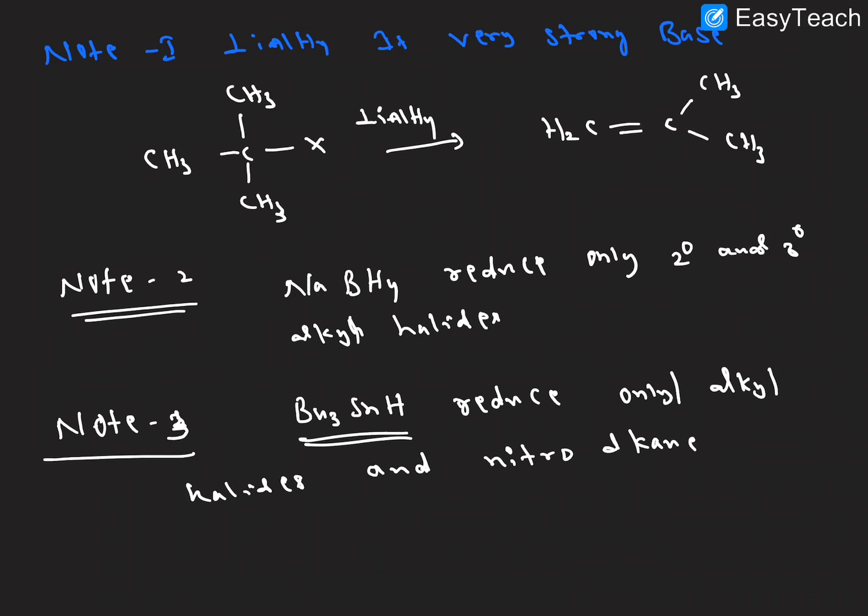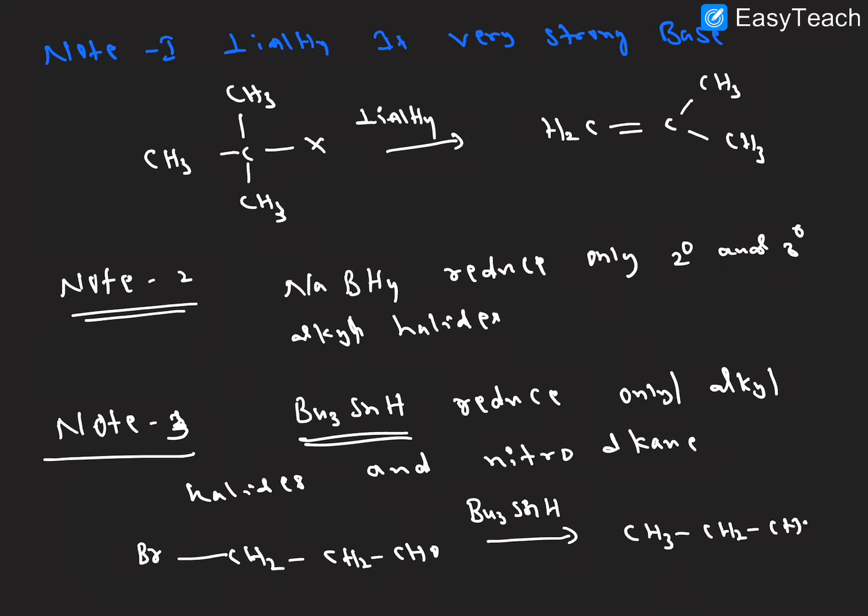We can take one example. Let us see CH2, CH2 and CHO, and here Br is there. Using the tin reagent, tributyl tin hydride, what do we get as the product? CH3, CH2 and CHO. So the aldehyde remains, and only the alkyl halide is affected. This is very important.